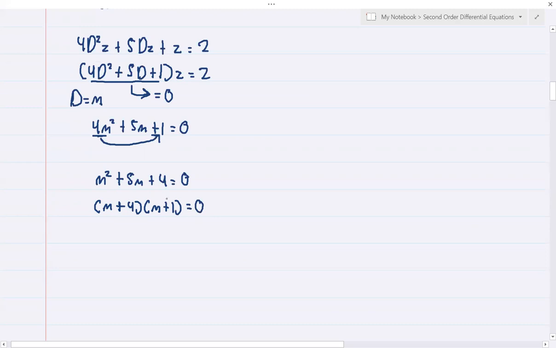Okay, so how did I get this one? Simply, you have to think of the factors of 4. Make sure that these factors, if you multiply them, will result in positive 4, and if you add the factors together, the result would be 5.